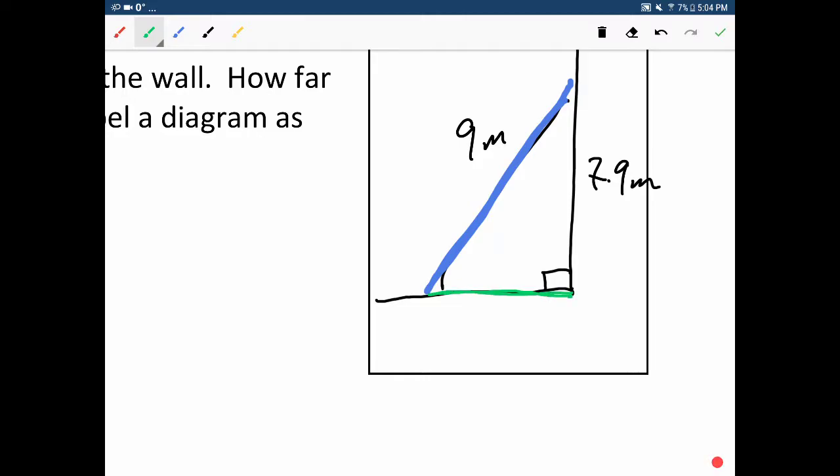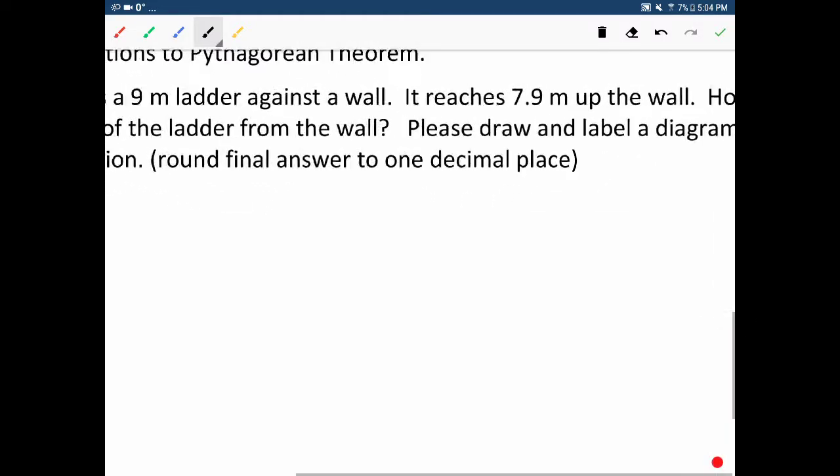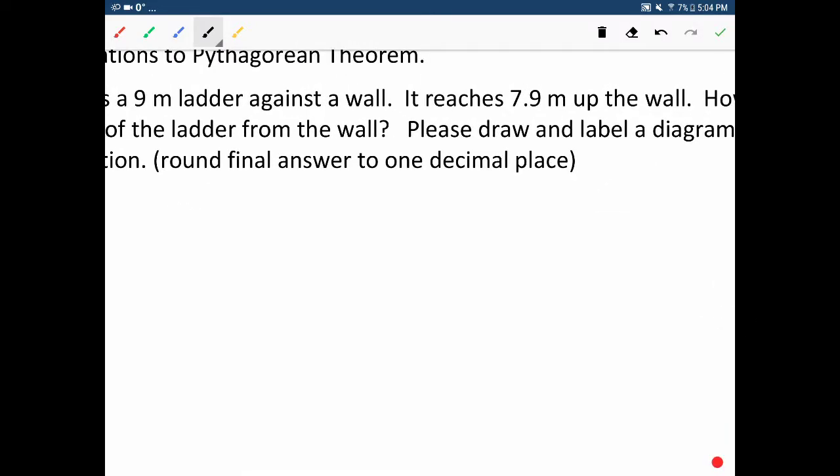All right, so we're going to start by labeling our triangle. So we'll label our C first, which of course is the ladder because that's the longest side, and once again across from the 90-degree angle. And we can label this side A and this side B. If I did that backwards, it wouldn't make a difference. So we're going to use this version of the formula again because we're not looking for the hypotenuse. And this time we're looking for A.